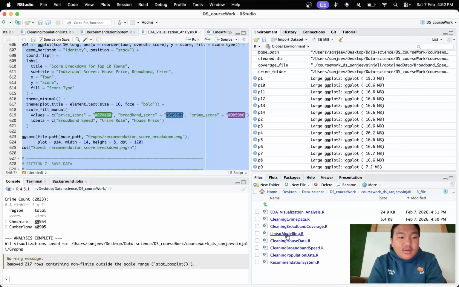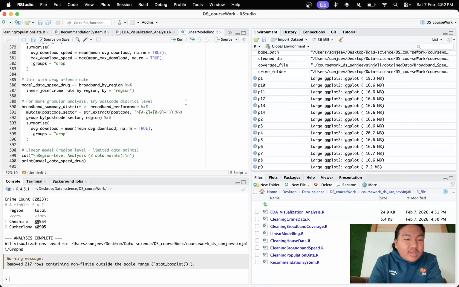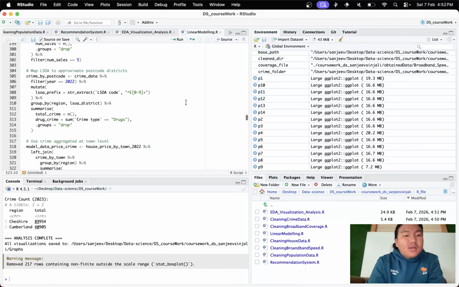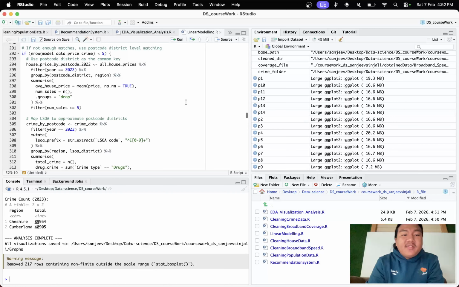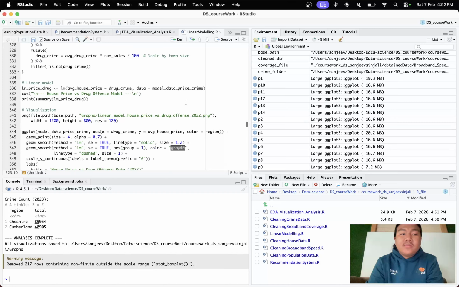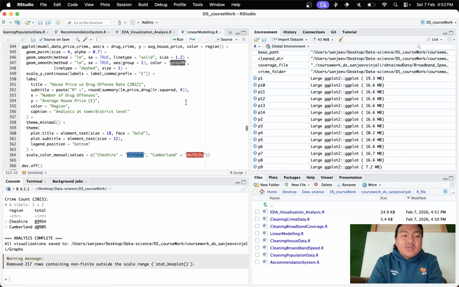And for the linear modeling, I examined correlation between house prices, broadband speed, and crime rates, and fitted regression models to understand the impact of these factors on housing prices. This provides a quantitative way to predict prices based on these variables.